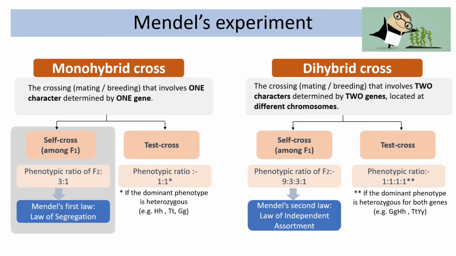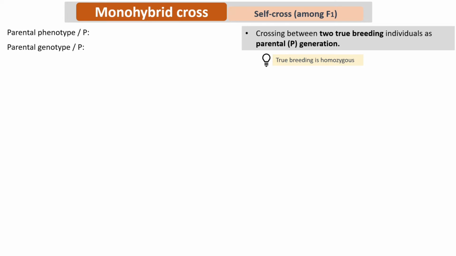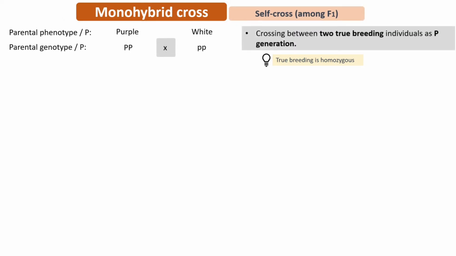Let's look at the monohybrid self-cross. Firstly, Mendel made a crossing between two true breeding individuals as the parental generation. True breeding means homozygous, having identical alleles. So, a true breeding purple flower was crossed with a true breeding white flower.